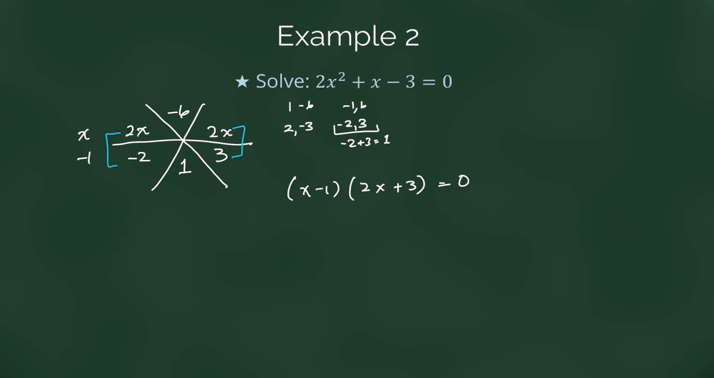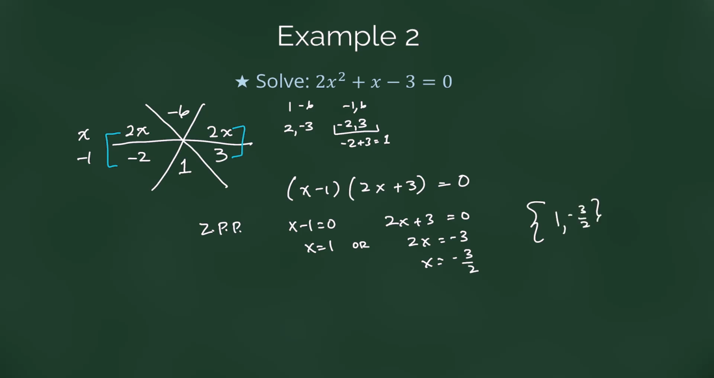Now we use the zero product property, and we get that either x minus 1 is 0 or 2x plus 3 is 0. And on the left, we get then that x is 1, or on the right, we'll subtract 3 from both sides. Divide by 2, we get that x is negative 3 halves. So our solution set is, the curly bracket, 1 and negative 3 halves. Those are our solutions. Let's check them.